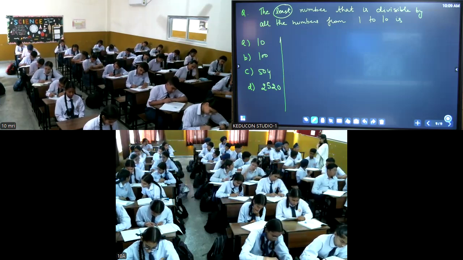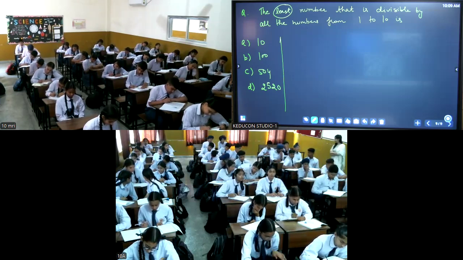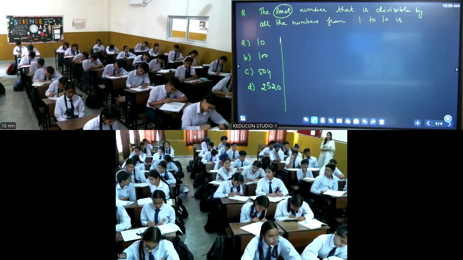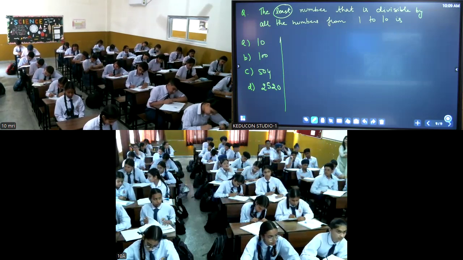Okay, you have to find the prime factors of all the numbers from 1 to 10 and then multiply the highest common factors.